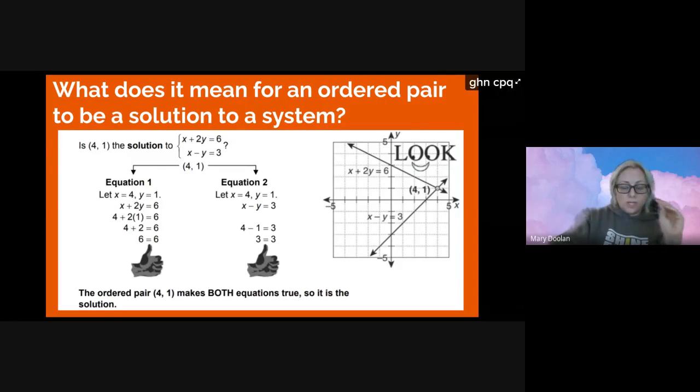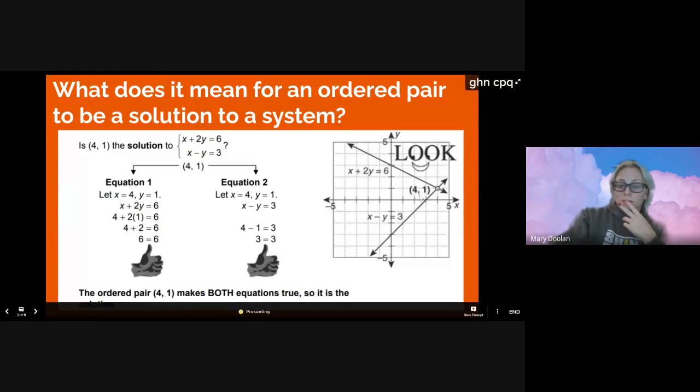Point is, once you get your lines graphed and you look at that graph, well, they actually intersect in 1 point exactly. And the coordinates of that point are 4, 1. Right? And that's what we had over here, 4, 1. So that's what it means for an ordered pair to be a solution to a system. It is the point of intersection. It's where the two lines cross. And it also makes both equations true.